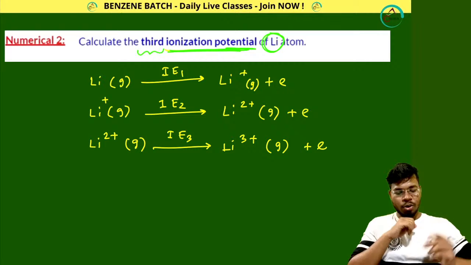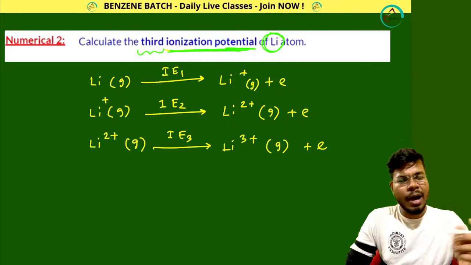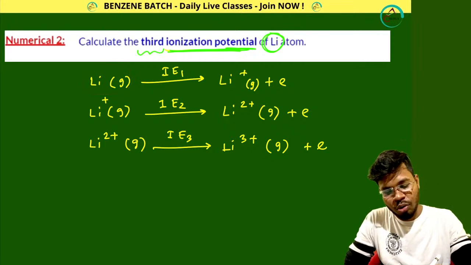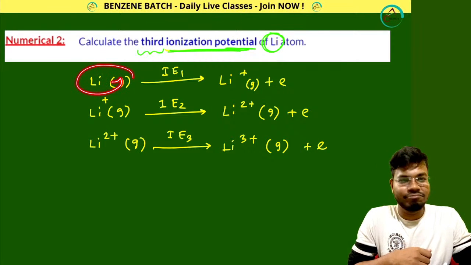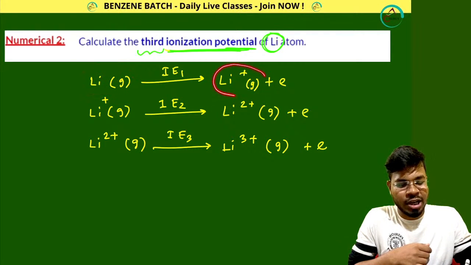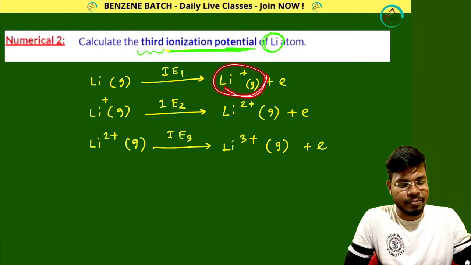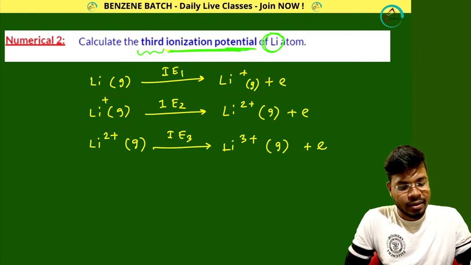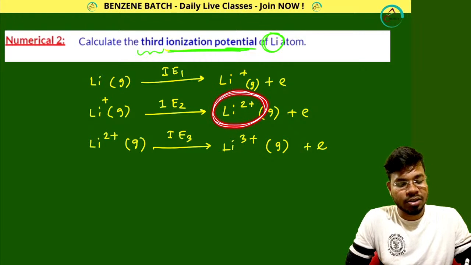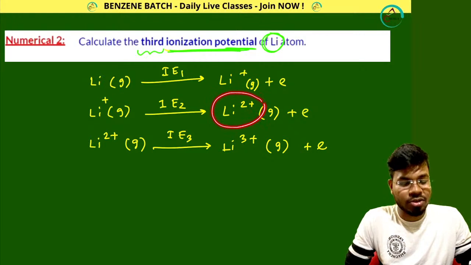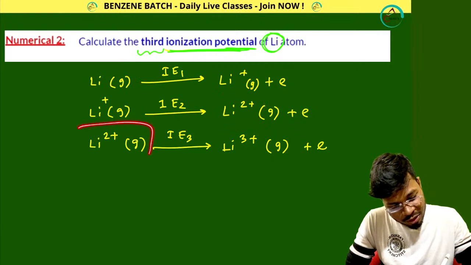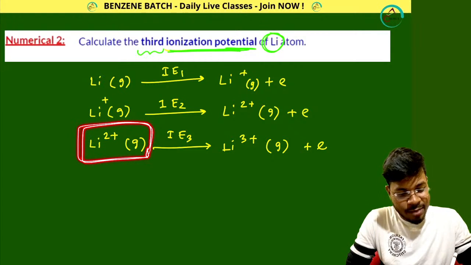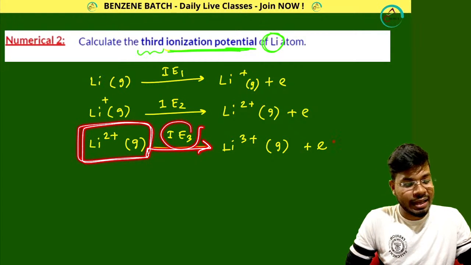Why is that? The logic behind this is, if I am talking about first ionization potential, hydrogen, helium, lithium, it's a 3 electron system. But Bohr theory cannot be applied for a 3 electron system. After the first ionization potential, I get a 2 electron system. Then Li2+ is a 1 electron system. So third ionization potential means first one, second one, and from the one electron system, you are losing another electron.